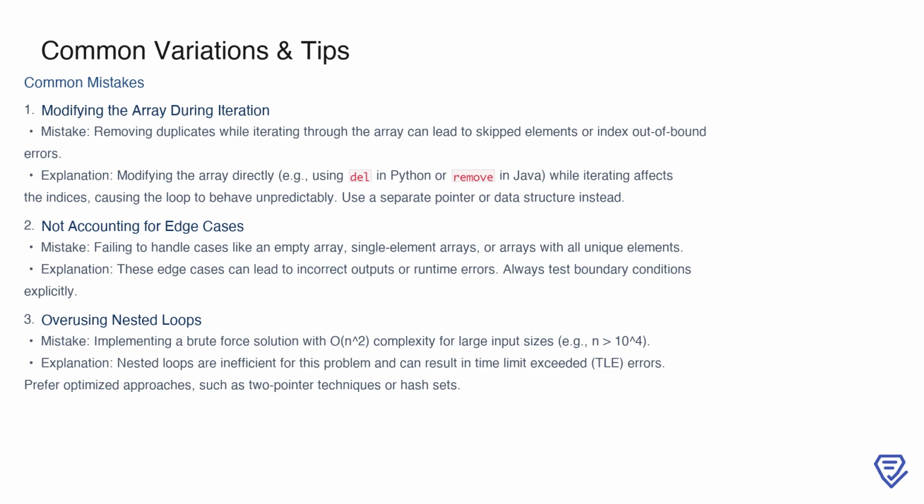Another pitfall is neglecting edge cases. Scenarios like an empty array, a single-element array, or arrays where all elements are unique need careful handling to avoid incorrect results or runtime errors. Finally, avoid overusing nested loops for this problem. A brute force approach with O(n²) complexity might work for small inputs, but for large arrays, like those with tens of thousands of elements, it can lead to time limit exceeded errors. Instead, focus on more efficient methods like the two-pointer technique.